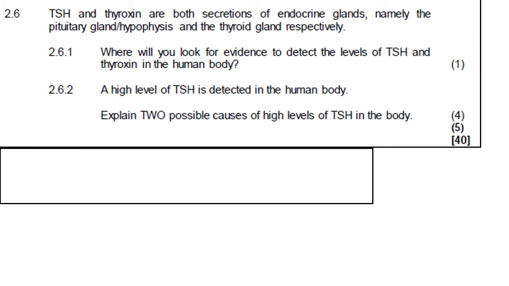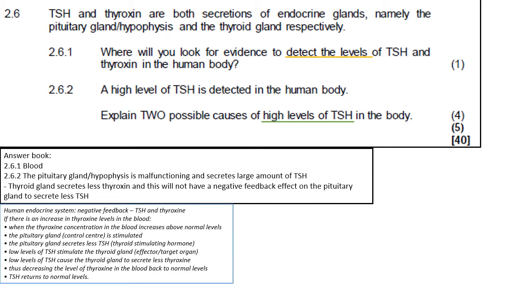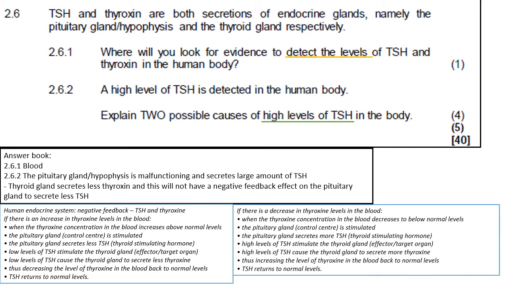Right, so 2.6.1, you're going to look for your hormones in the blood. 2.6.2, either the pituitary gland is malfunctioning and thus secretes a larger amount of TSH than it should, or the thyroid gland secretes less thyroxine than it should, and therefore there is no negative feedback effect on the pituitary gland telling it to secrete less TSH. Therefore, the levels stay high in the body.